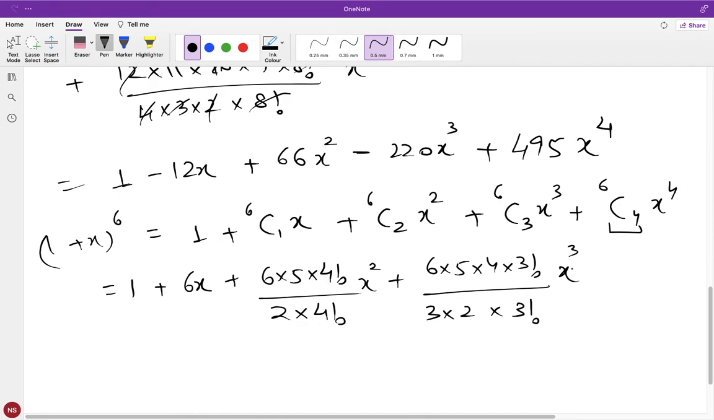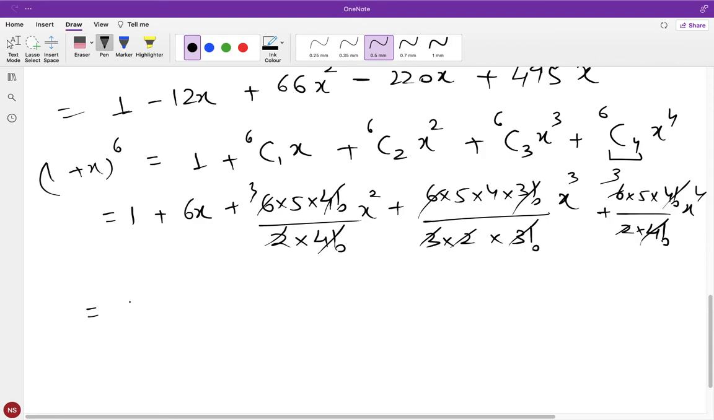6c2. 6 into 5 into 4 factorial by 2 into 4 factorial, x⁴. This is cancelled, this is cancelled, this is cancelled. This is 3, this is again 3. 3 times 2 is 6, this is gone. So what I have here, 1 plus 6x plus 15x squared plus 20x cubed plus 15x⁴.